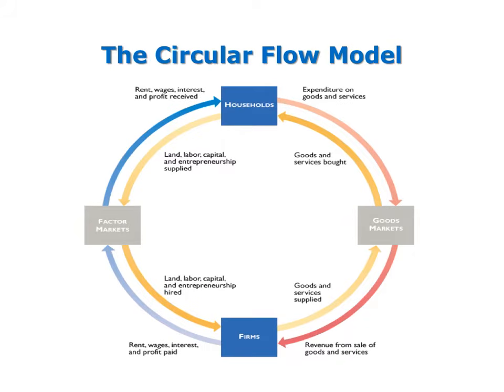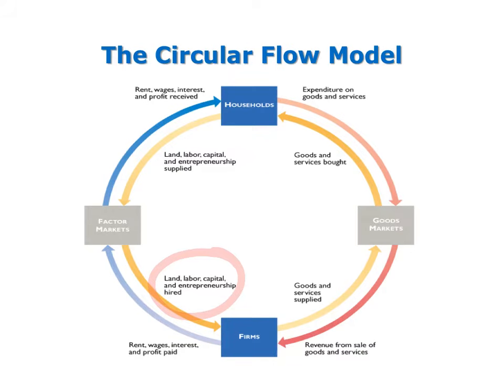Firms buy the inputs like land, labor, capital, and entrepreneurship in the factor market, and in purchasing these inputs, they incur a cost. This video looks at how the firm can decide the cheapest combination of inputs that would be needed to produce some level of output.